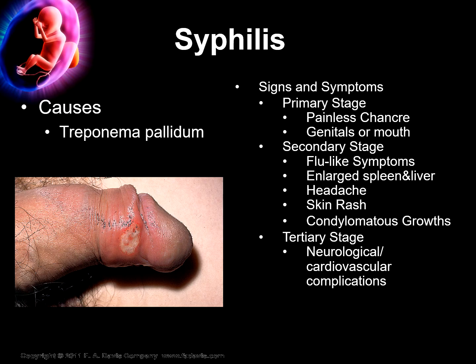It occurs on the genitals or the mouth. The secondary stage causes flu-like symptoms, an enlarged spleen and liver, and can cause a headache and a skin rash. The skin rash is often on the palms, the soles of the feet, and the back. And there are condylomatous growths that occur on the genitals. And then the tertiary stage, that is where the neurological and the cardiovascular complications occur, and there can be brain damage and there can be death that occurs with this stage, if it reaches this stage.